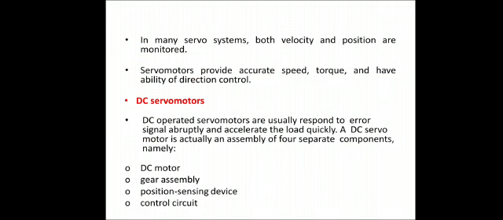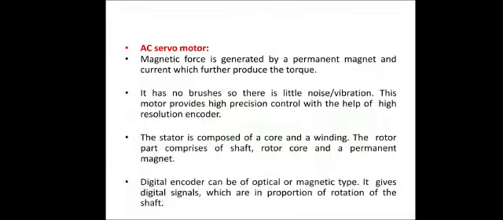DC servo motors. DC operated servo motors usually respond to an error signal abruptly and accelerate the load quickly. A DC servo motor is actually an assembly of four separate components: DC motor, gear assembly, position sensing device and control unit. Next motor is the AC servo motor.